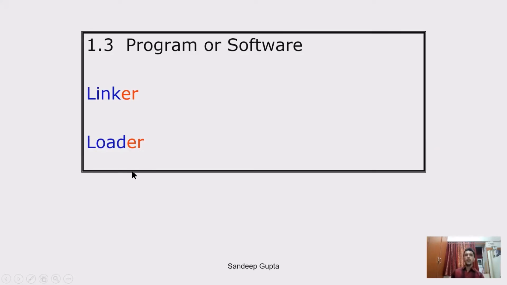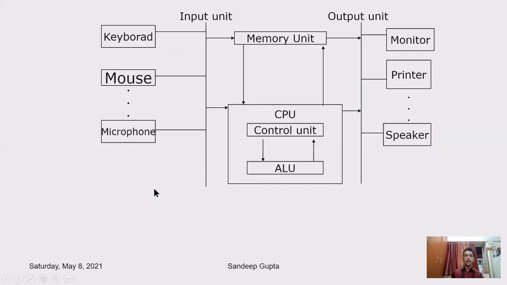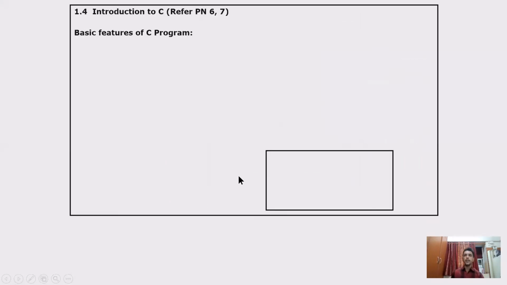All right. Now, let's move on to another important topic. This is the loader thing, which I'll explain later. After leaving half a page, give the heading 1.4 Introduction to C. In brackets, write refer PN 6,7. Also give the subheading Basic Features of C Program. Come on, quickly give these headings. Whatever you see over here, you should copy it in your notebook. Maintain your notebook very nicely.